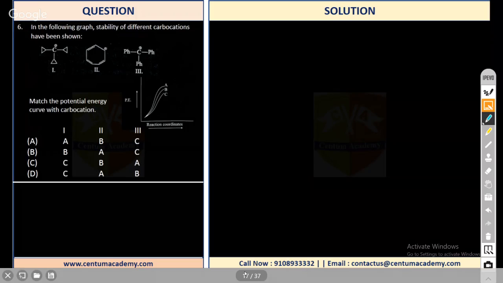Yeah, so the stability of carbocation, if you see in these three molecules, follows the order. First one is most stable. Then we have the second one, and then we have the third one, least stable. Yeah, right. So the stability order is this.